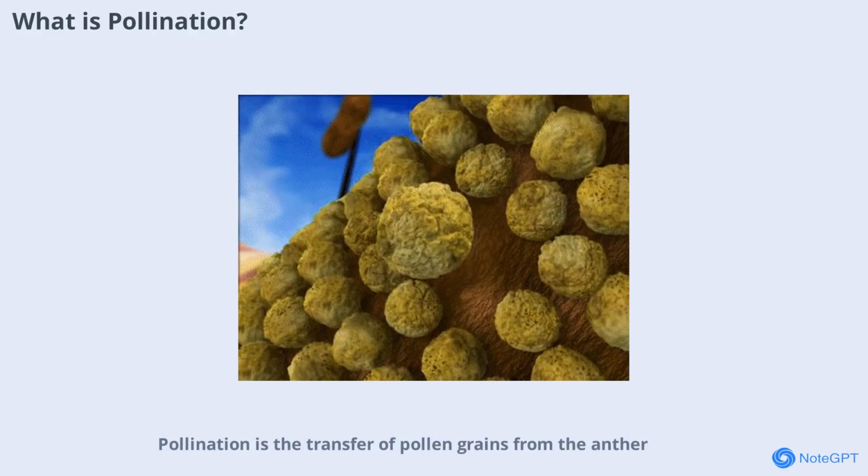Pollination is the transfer of pollen grains from the anther, the male part of a flower, to the stigma, the female part. This seemingly simple act is essential for fertilization and seed production in flowering plants. Without pollination, plants would not be able to reproduce sexually, limiting their ability to generate new and diverse offspring. The process can occur in various ways, depending on the plant species and environmental factors. Let's look closer at the different types of pollination and how they shape the plant world.